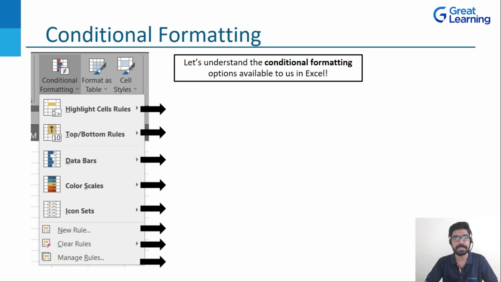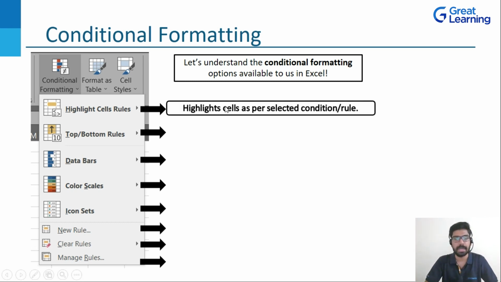The various options available to us in conditional formatting are highlight cell rules, top-bottom rules, data bars, color scales, and icon sets. The other sets of options include new rule, clear rules, and manage rules. Highlight cell rules actually help you to highlight the cells which satisfy the condition.